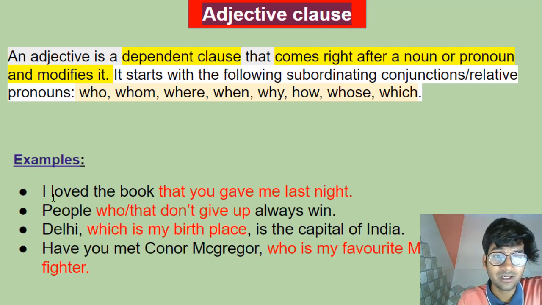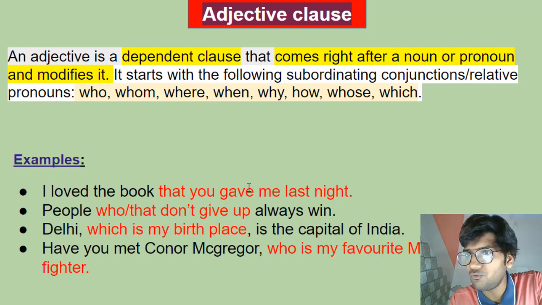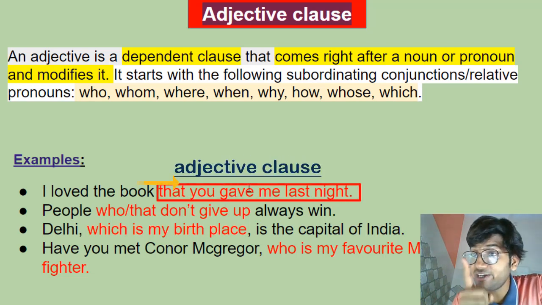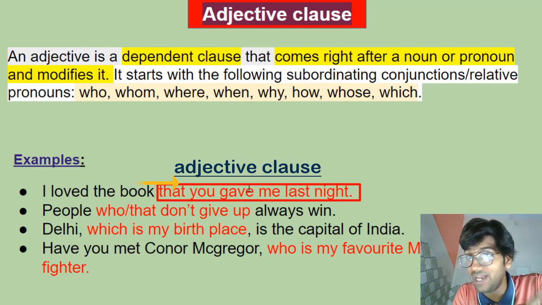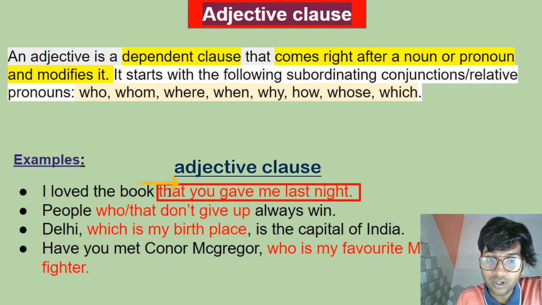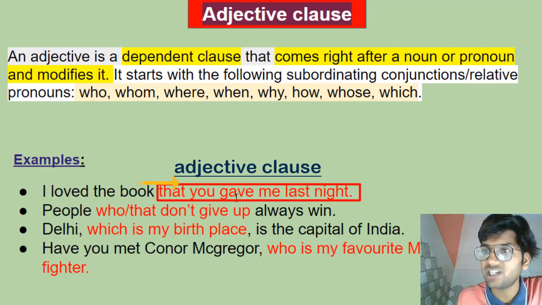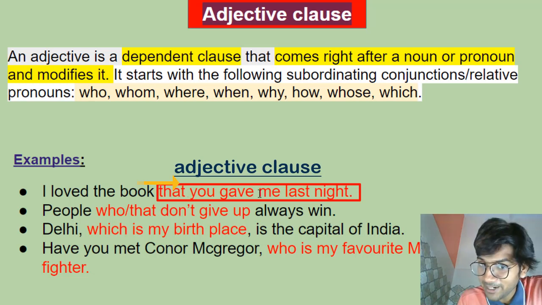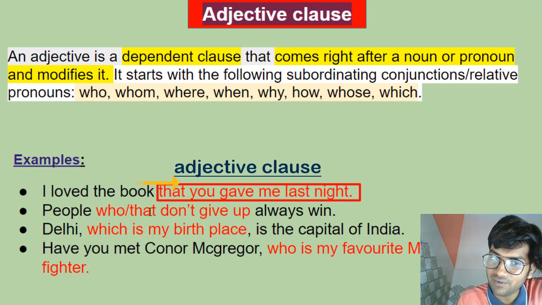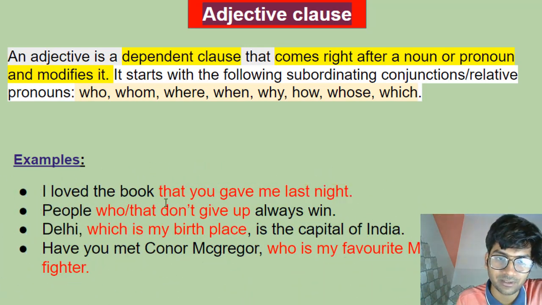Example number one. I loved the book that you gave me last night. Which book did I love? I loved the book that you gave me last night. I'm talking about that book. "That" is the relative pronoun, subordinating conjunction, "you" is the subject, "gave" is the verb. It's a clause. It has a subject, it has a verb. Now it can't stand on its own, right? So it's a dependent clause that's working as an adjective giving information about this noun, book. Which book? That you gave me last night. Got the point?